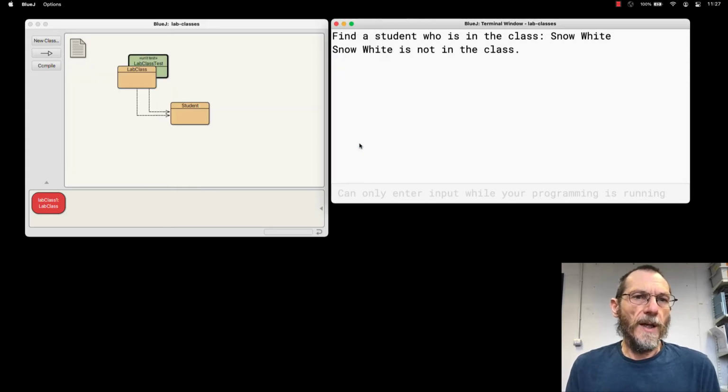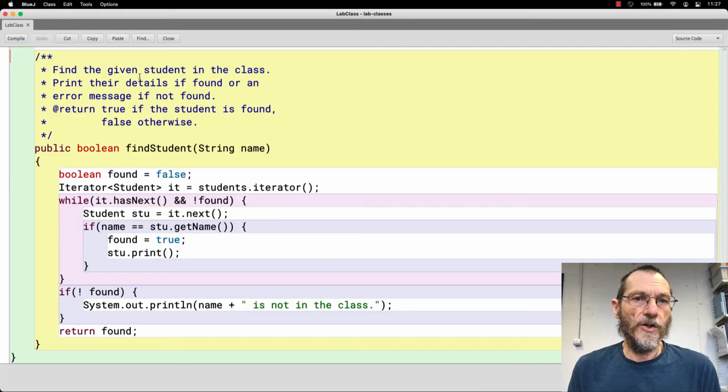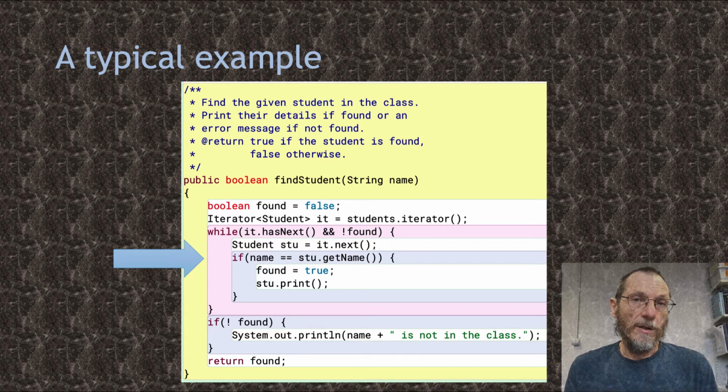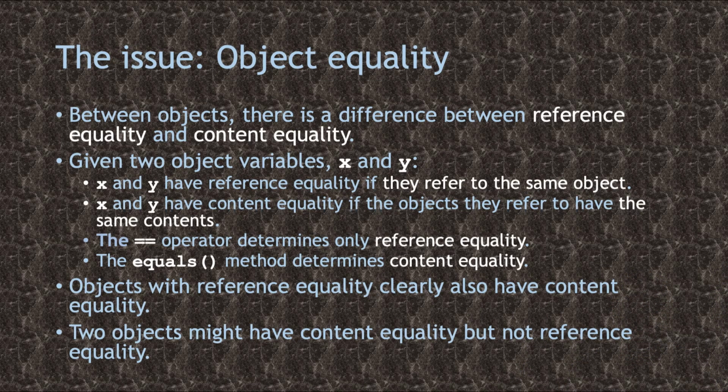So what's the problem here? Why is our coding of find student that uses the equality operator failing to find the student in those two cases where firstly we read the text interactively and secondly we created a copy of the string at runtime in a separate object? To understand the problem, we need an appreciation of the two types of equality that can exist in an object-oriented language. We have what's called reference equality and we have content equality. Let's think about the differences between those two.